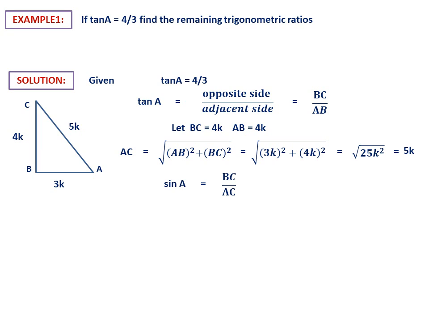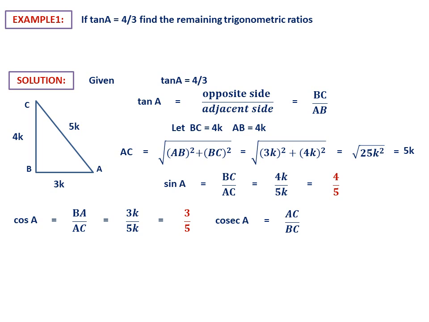So now sin A equals, we know the definition, opposite BC divided by hypotenuse AC. Therefore substitute, it is 4K by 5K. K can be cancelled, so it is 4 by 5. Similarly, cos A equals, by definition, adjacent, that is BA, divided by AC. Substitute, BA is 3K divided by 5K. Cancel K, you get 3 by 5.